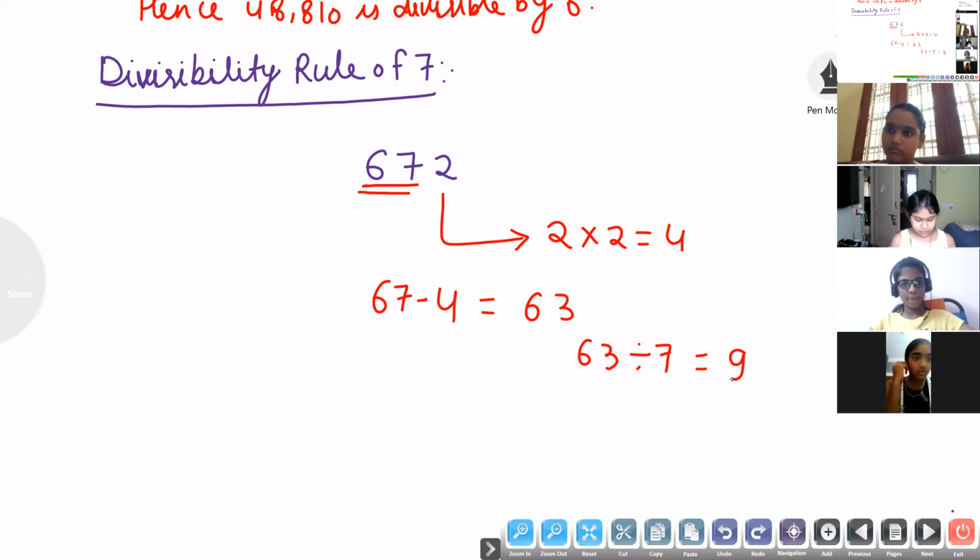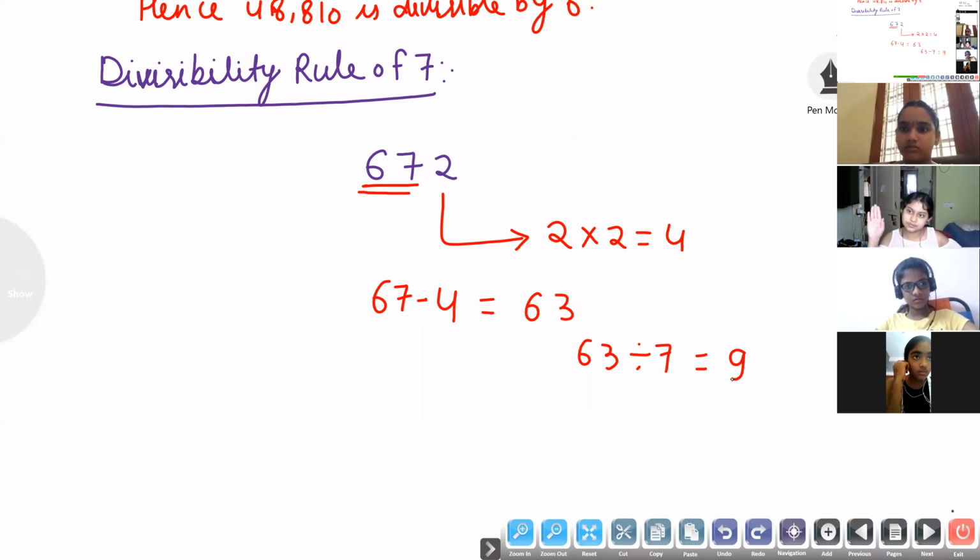Again, listen carefully. Whatever digit they have given, firstly, I want to take double of one's place, double of unit digit. Whatever answer will come, except unit place, whatever digit is there, that digit minus double of one's place. Then I can say that number is divisible by 7.